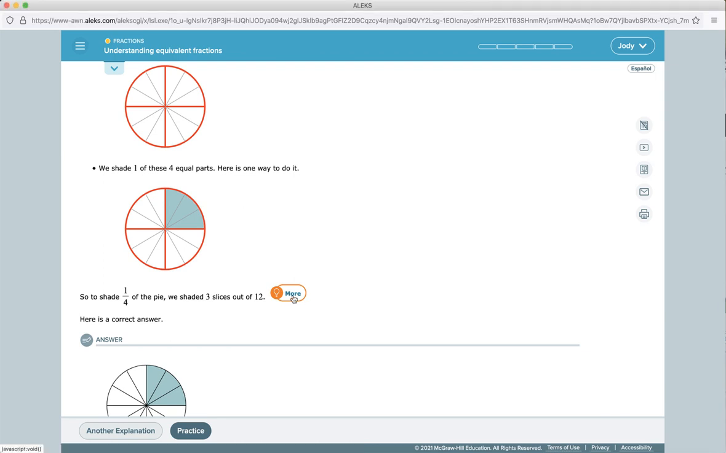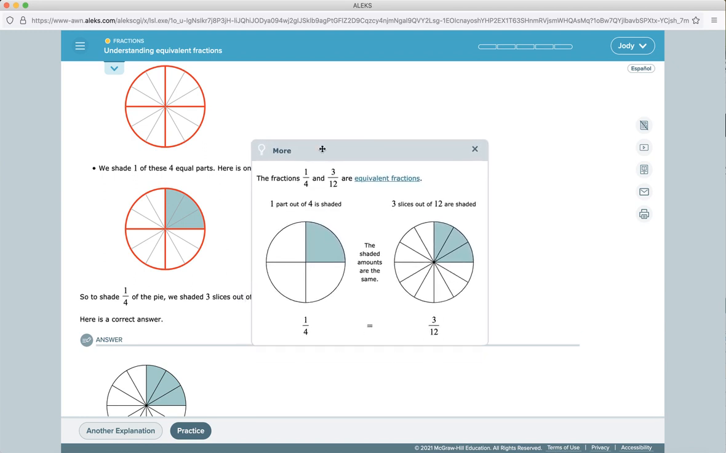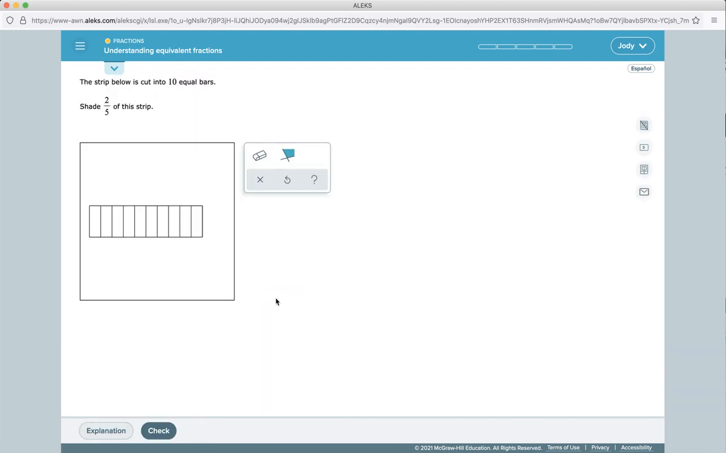If you click on more right here, they're going to explain that the fractions 1/4, which we just shaded, and 3/12, where you can still see that one section is broken up into 3 slices, mean that 1 out of 4 is the same as 3 out of 12. So I hope that this helps a little bit. I'm going to do a practice problem now and show you how we actually would shade using ALEKS.